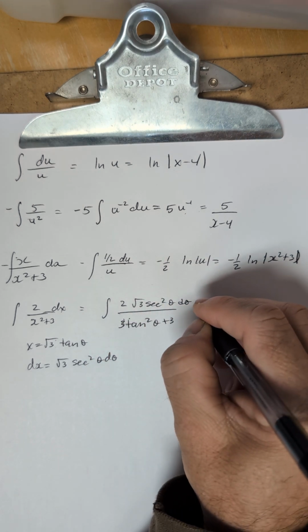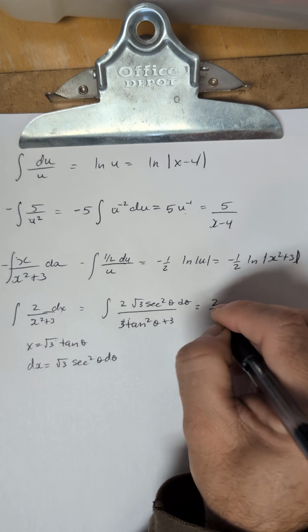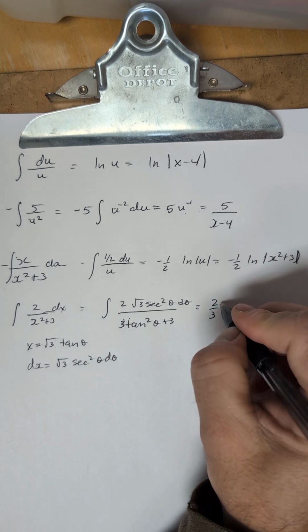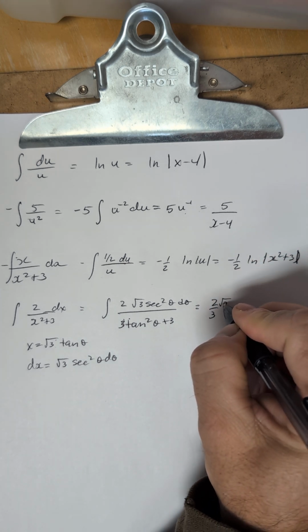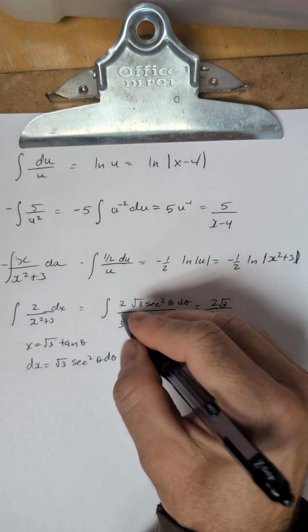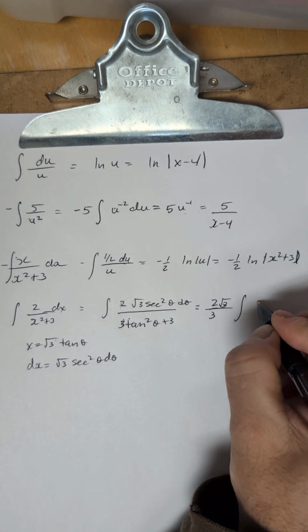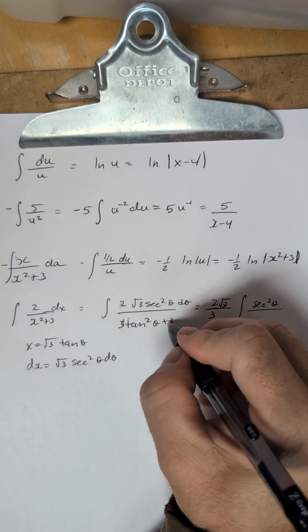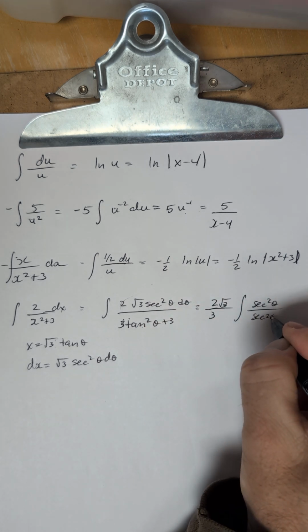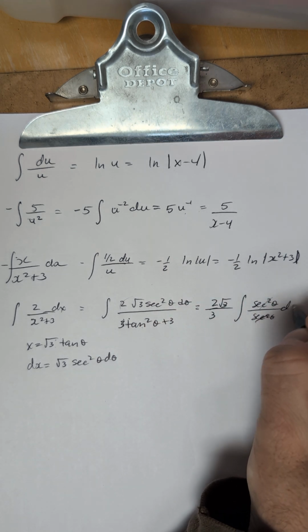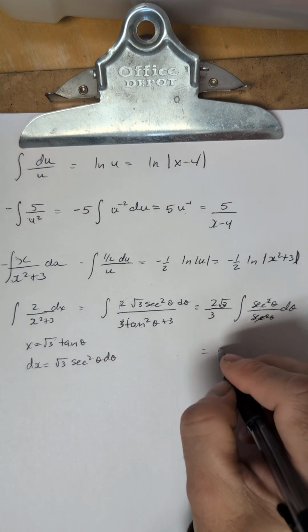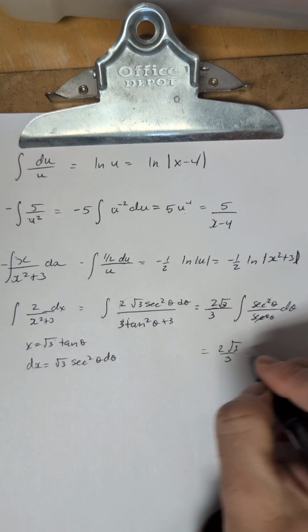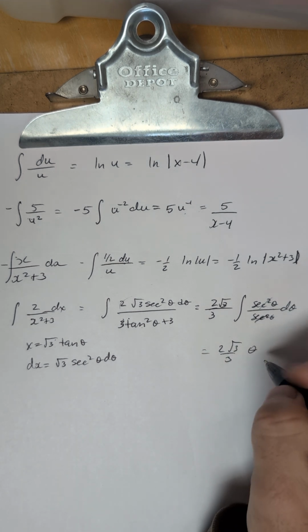Factoring out that 3, you're going to get 2 square roots of 3 over 3. So factoring out the constants there, you get the integral of secant squared theta over tangent squared plus 1, which is secant squared theta. So these reduce to 1 d theta. So this is just the integral of 2 square roots of 3 over 3 d theta.